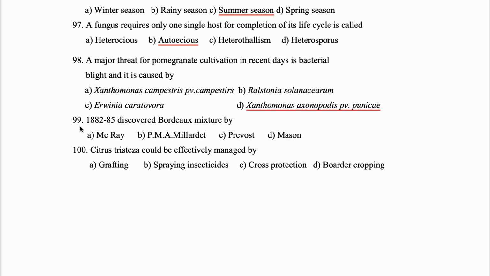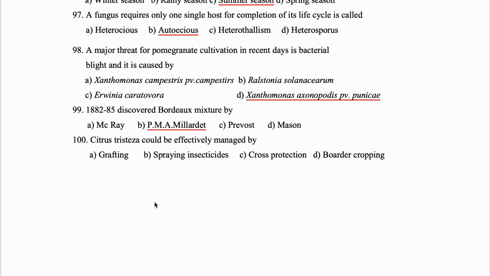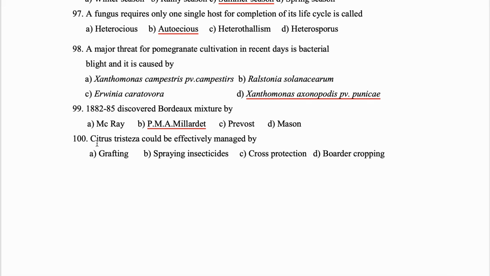Now, coming to question number 99. In 1882 to 85, who discovered the Bordeaux mixture? It will be P.M.A. Millardet. Last but not the least, citrus tristeza could be effectively managed by cross protection. This method of cross protection was first started by McKinney in TMV, that is tobacco mosaic virus, but nowadays it is more used for the management of citrus tristeza.